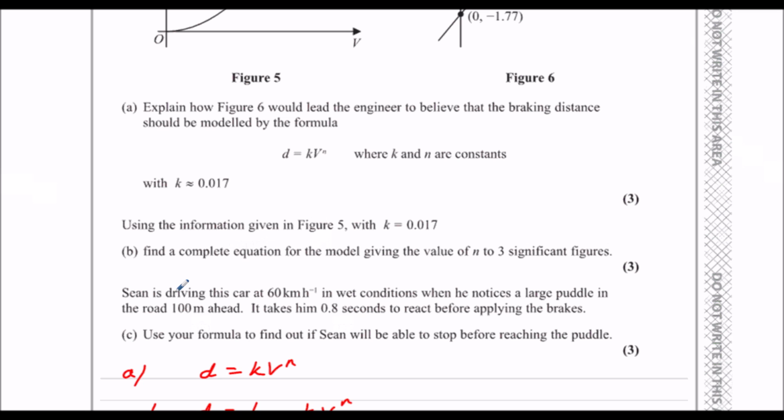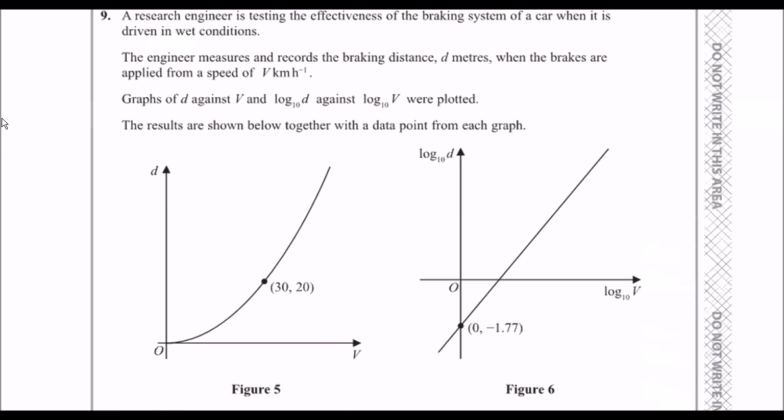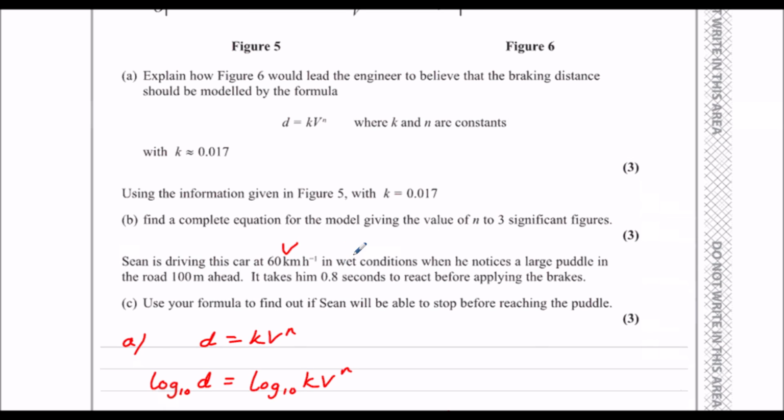And we've got part C. So Sean is driving at 60 kilometers per hour. Were we in kilometers per hour before? We were, yep. So that's V. In wet conditions, when he notices a large puddle in the road 100 meters ahead, it takes him 0.8 seconds to react before applying the brakes. Use your formula to find out if Sean will be able to stop before reaching the puddle.